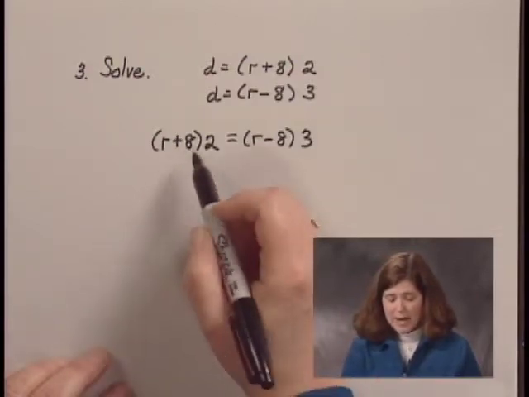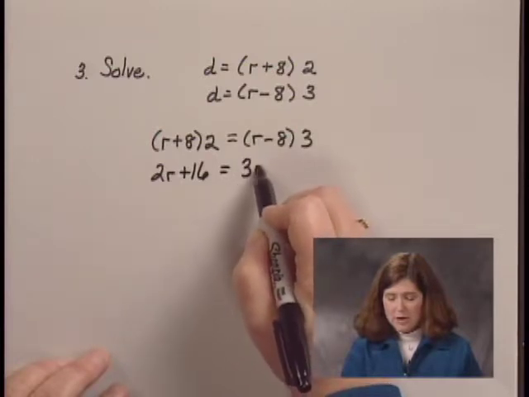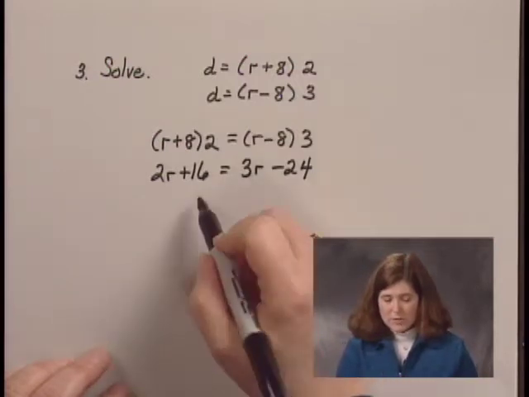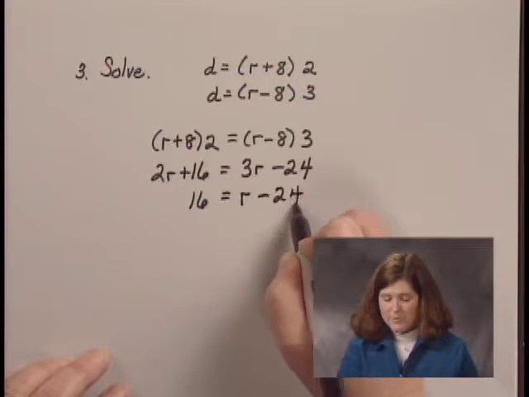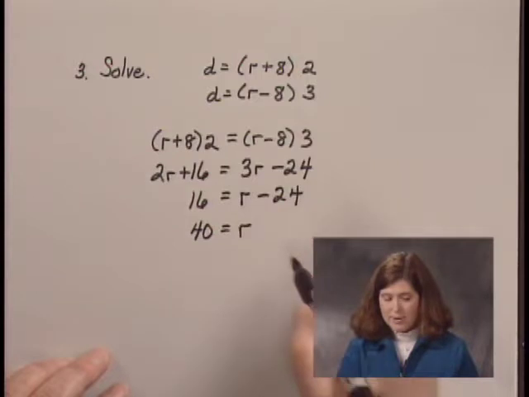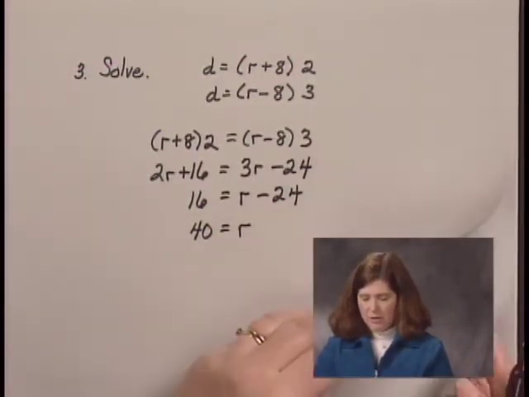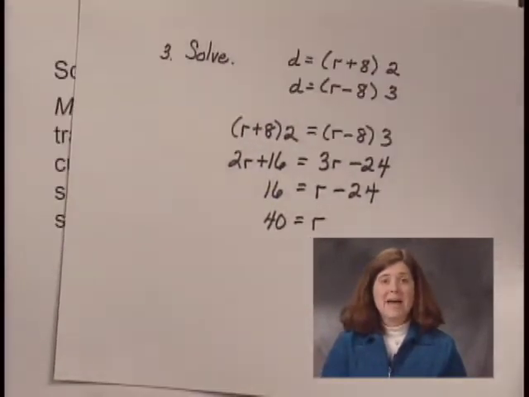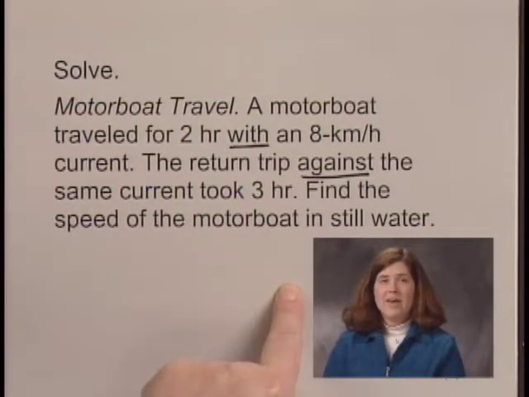To solve, I multiply. I get 2R plus 16 equals 3R minus 24. I subtract R from both sides and I get 16 equals R minus 24. And I add 24 to both sides to get that 40 equals R. Now before we move to the next step, check, I'm going to go back and look at the problem one more time. And this is something you should always do at this point. What were we asked to find? We're asked to find the speed of the motorboat in still water, and that is R.